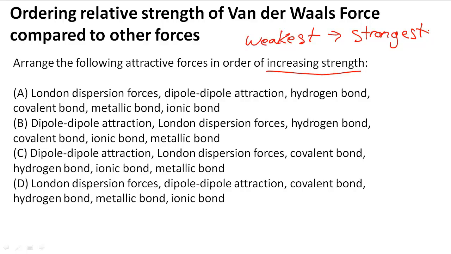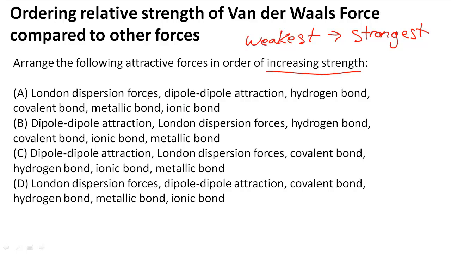So notice that here it gives us more than just the interactions between intermolecular forces, but also intramolecular forces like ionic, covalent, and metallic bonds. So here we're going to look. We know that London dispersion forces are the weakest of the van der Waals forces, and van der Waals forces, all of them, are weaker than the intramolecular forces.